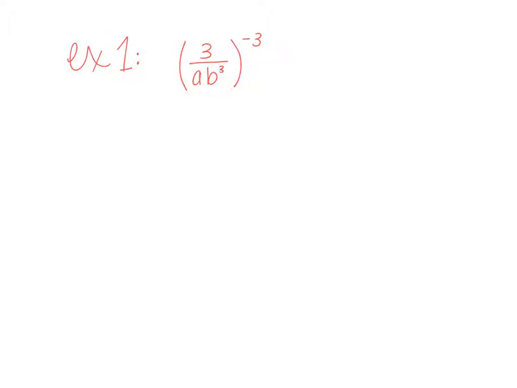So I have a negative 3 on the outside, which means I'm going to take this and distribute it to everything inside. So there's 3 things inside, so the negative 3 is going to go to all 3 parts. So I have negative 3, negative 3, negative 3.